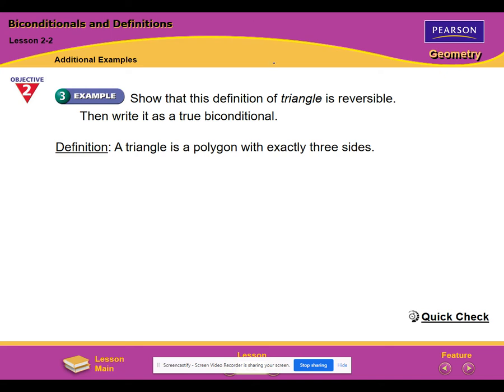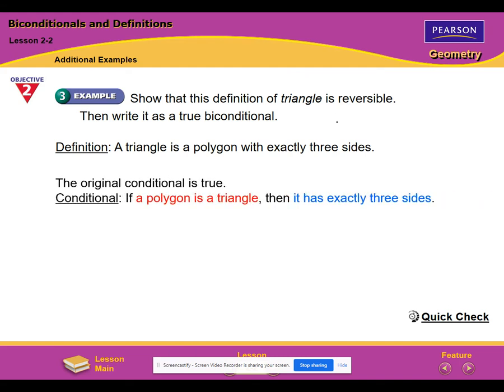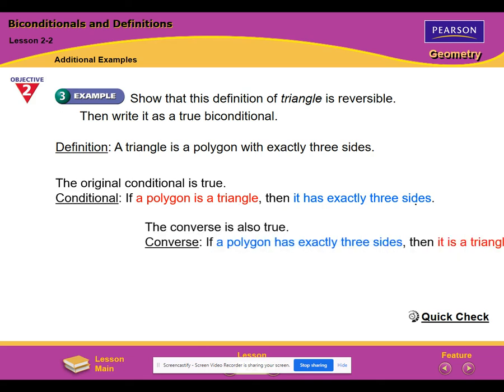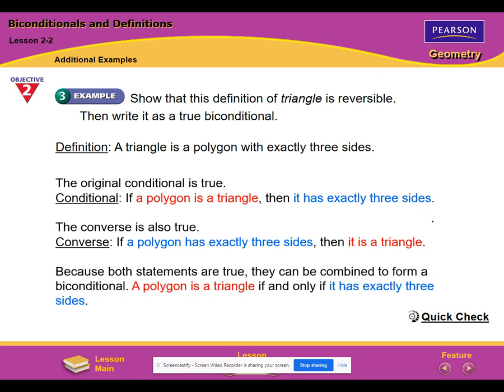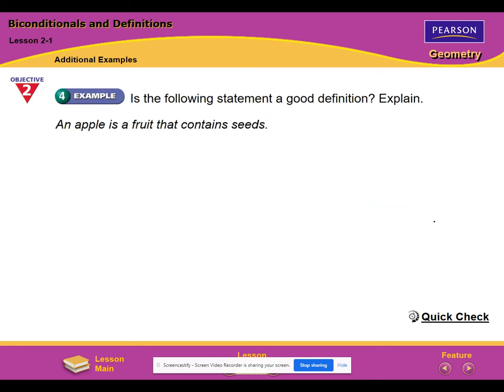And this would be long to write, and I want to make the video short, so I'm just going to roll to their answer, make sure you agree. There's a conditional: if a polygon is a triangle, then it has exactly 3 sides. The converse would just flip red and blue here: if a polygon has exactly 3 sides, then it's a triangle. Pause the video if you need to convince yourself that both of those things are true. And then we could combine them in a biconditional, like so. Okay? And then one more.